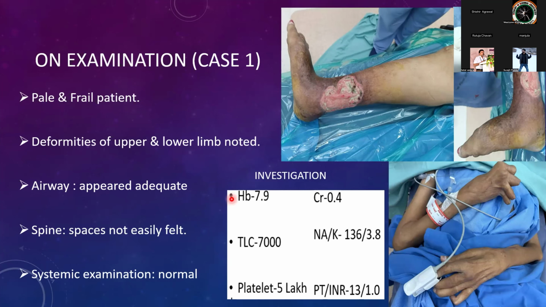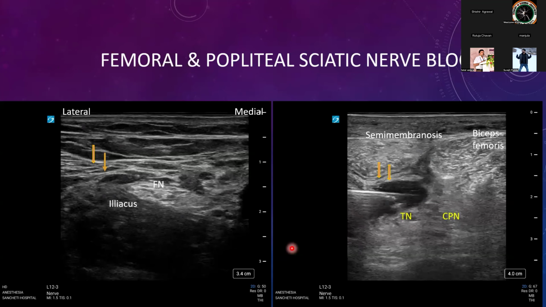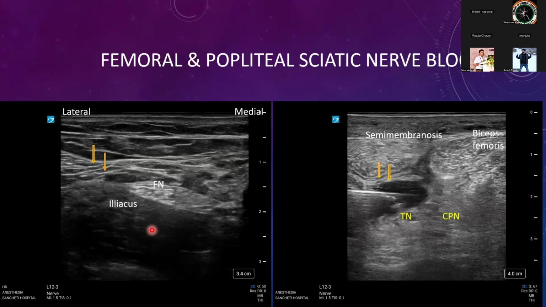Investigation wise, her hemoglobin was 7.9. Rest of the parameters were within normal limits. She was transfused 1 unit of PCV prior to surgery. Our plan was a femoral with a popliteal sciatic nerve block. We introduced around 10 ml of 0.5% bupivacaine in the femoral nerve for the femoral nerve block.